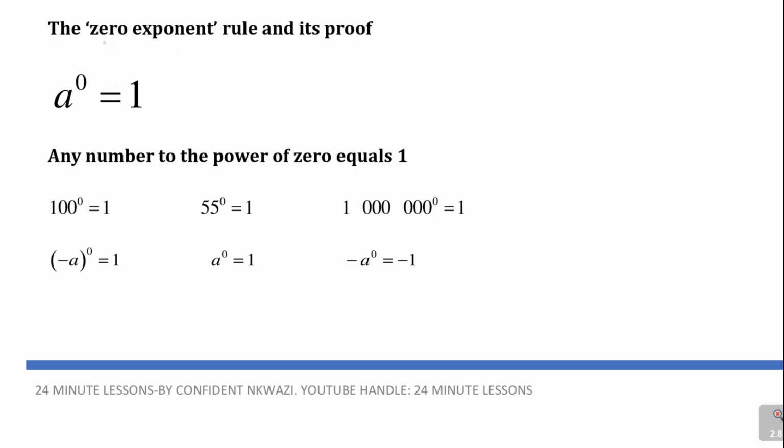Now look at this, the zero exponent rule and its proof. Now a to the exponent 0 is equal to 1. Let's try to prove it.